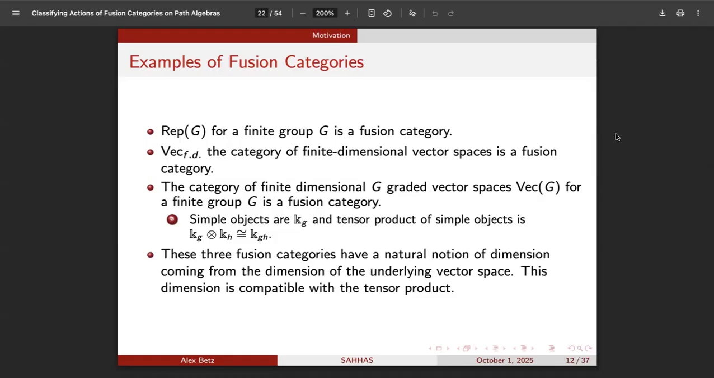Also, they have a natural notion of dimension coming from the dimension of the tensor product of vector spaces. All these objects you can think of as vector spaces in some sense. So there is a dimension associated with that, and that dimension will be compatible with the tensor product: V tensor W has dimension of V times dimension of W.